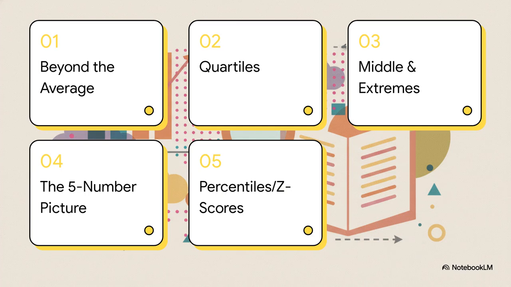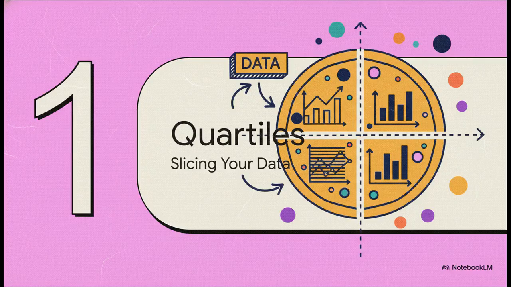Here's our game plan. First, we're going to slice our data up using something called quartiles. Then we'll zero in on the middle of the data and find a way to spot any real oddballs. After that, we'll build a powerful picture of the whole thing, and finally, we'll learn a really cool trick for comparing totally different kinds of data. All right, first up, quartiles.